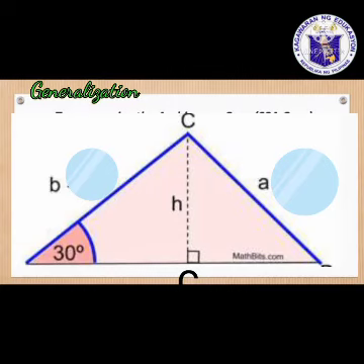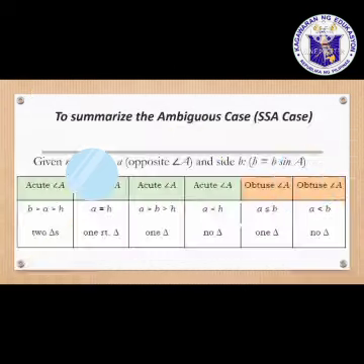To sum it up, remember that, number 1, the sum of the measures of the three angles of a triangle is 180 degrees. Next, if the sine of angle A, B, or C is greater than 1, the triangle is invalid. If one side is longer than the other side and longer than the altitude, there is only one triangle.